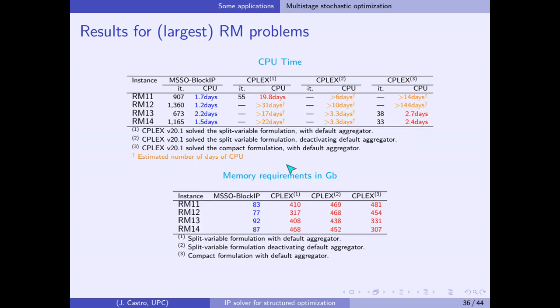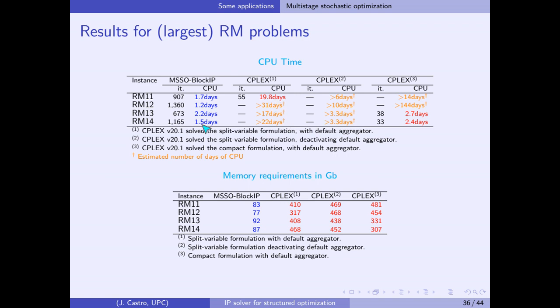For revenue management, you can see here a similar table. We tested a lot of instances. Here, we only give the results for the four largest ones. You can see that for the specialized algorithm, we were able to solve all these problems in less than 2 days. For C-Flex, in red are real values. In orange, we have the estimated number of days, estimated because we didn't run all the instances, as we were expecting a very long computational time.